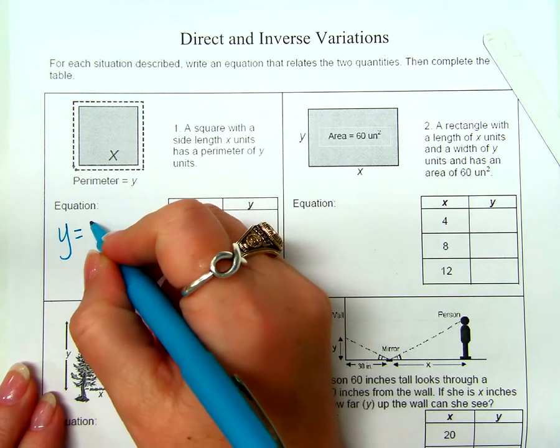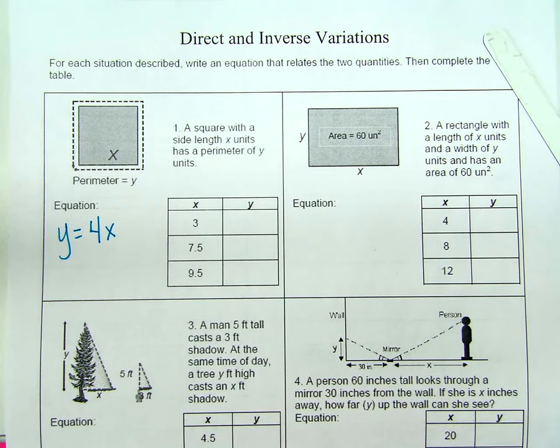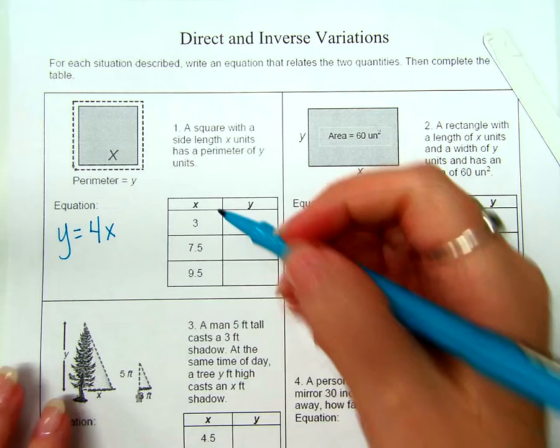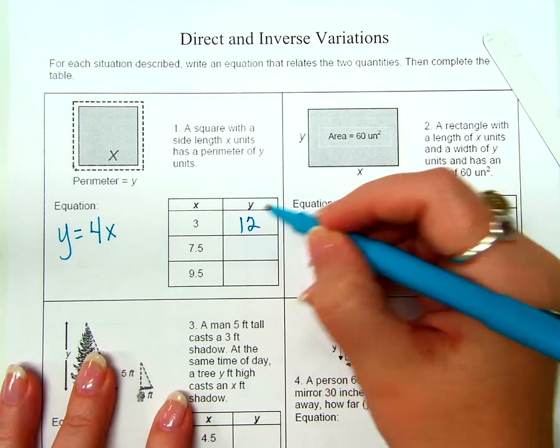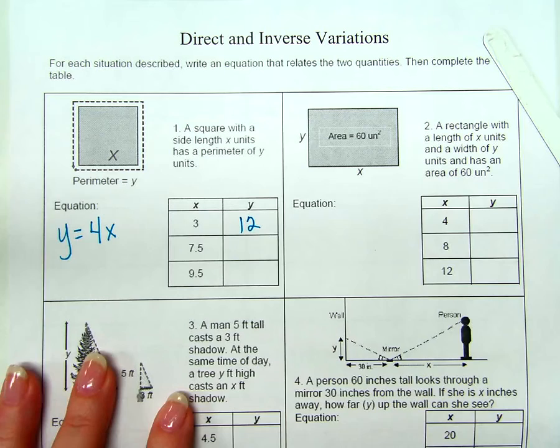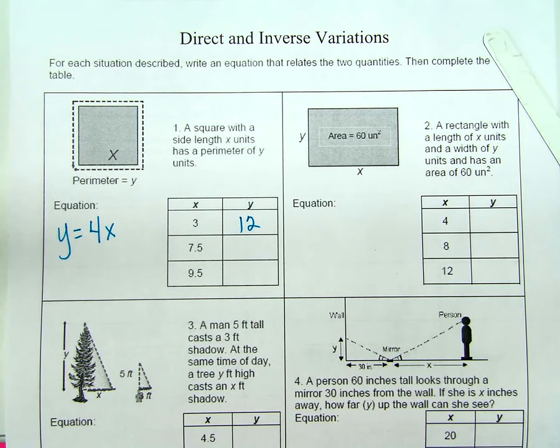Y equals 4x, right? Yeah. If the side was s, but our side is x, so we would just say 4x, right? Okay? So if x is 3, what's y? 12. And how do you know that? Because you multiplied it by 4, right? Okay, so then somebody tell me 7.5 and somebody tell me 9.5.